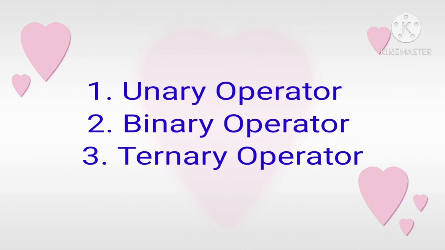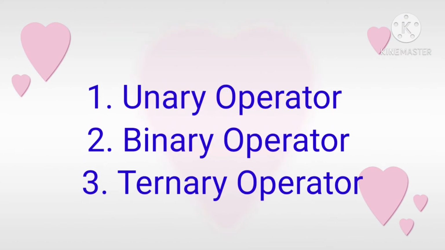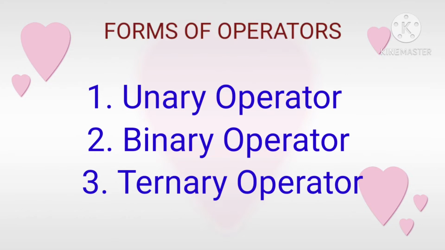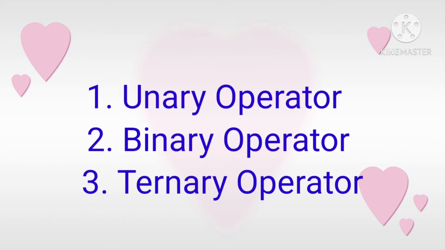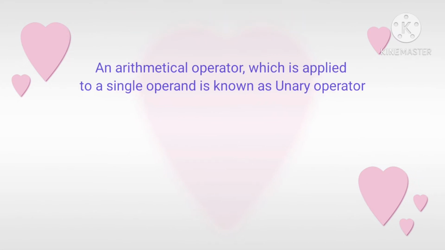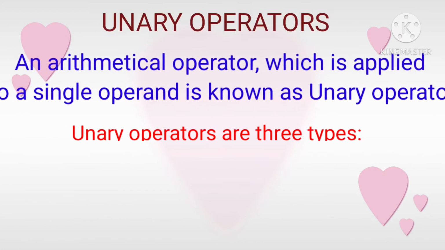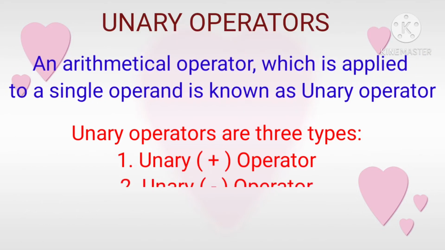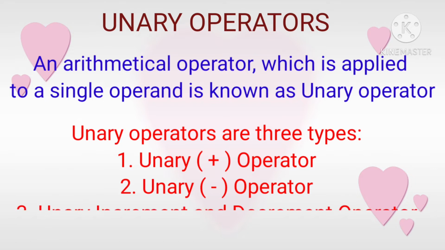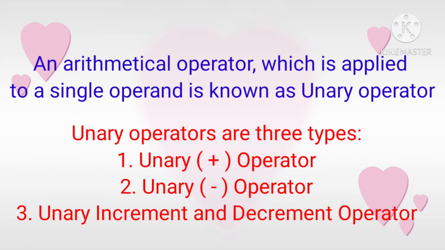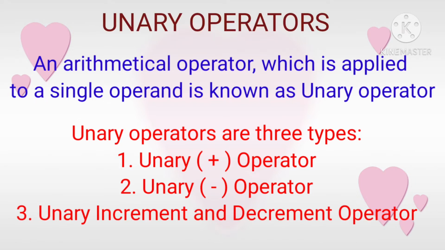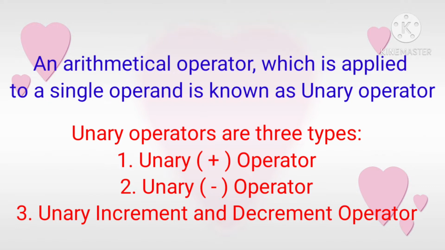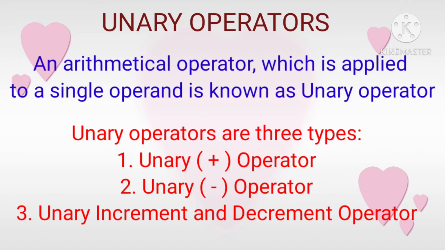Forms of operators. There are 3 forms of operators: unary operator, binary operator, and ternary operator. Unary operators. An arithmetical operator which is applied to a single operand is known as a unary operator. Unary operators are of 3 types: unary plus operator, unary minus operator, then unary increment and decrement operator.